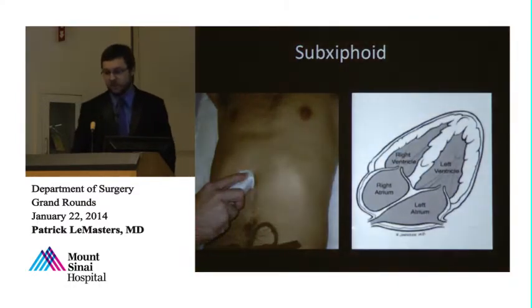Finally, the last view that we look at is the subxiphoid view. This is done by placing the probe to the right of the xiphoid, just below it, and actually beaming through the left lobe of the liver. This is the image that you'll see. The left atrium here, the left ventricle a little bit above that, and then the right atrium and right ventricle above these. So what does this look like on ultrasound?